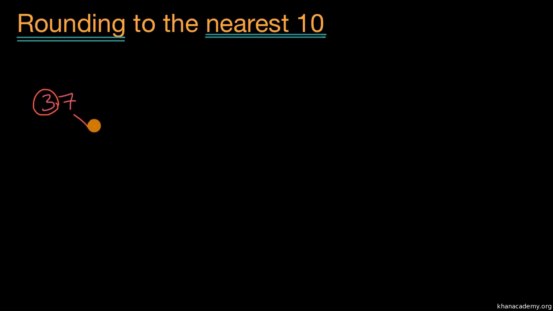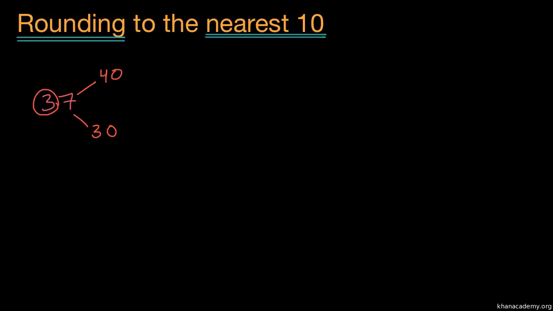So this number is going to be more than 3 tens, which we can represent like that. 3 tens, 0 ones, or you might know that as 30. And it's going to be less than 4 tens, or also known as 40. And so when you're rounding, you're either going to round to the number of tens that is right below this number, or the number of tens that is right above that. But how do we know whether 37 rounded to the nearest 10 is going to be 30 or 40?